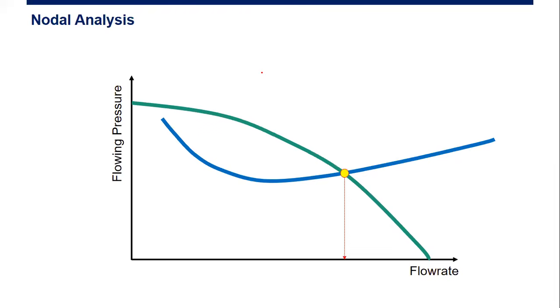Okay, so from productivity index, we can construct the IPR. Let's say we have an ideal well.